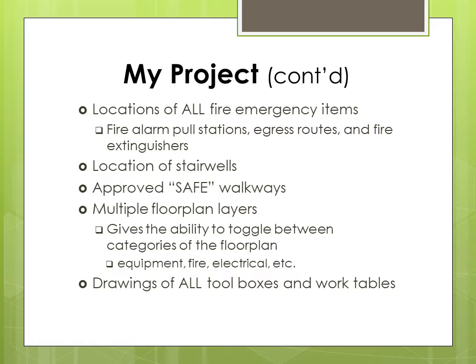The floor plan must include multiple layers that would give the user ability to toggle between categories of the model. Some examples of those categories are equipment, fire, and electrical. I will discuss these in more depth momentarily. Finally, the updated version was to include drawing of all existing toolboxes and work tables. Let's take a look at the comparison of the original and the updated floor plans.